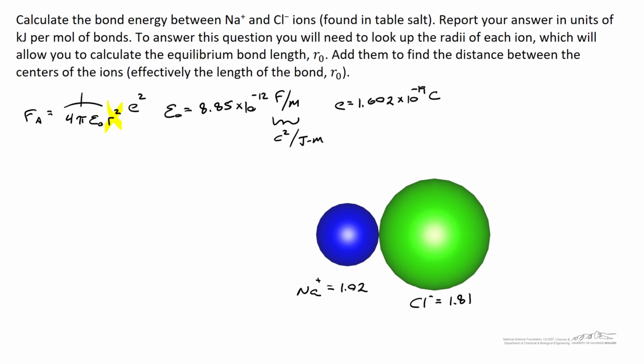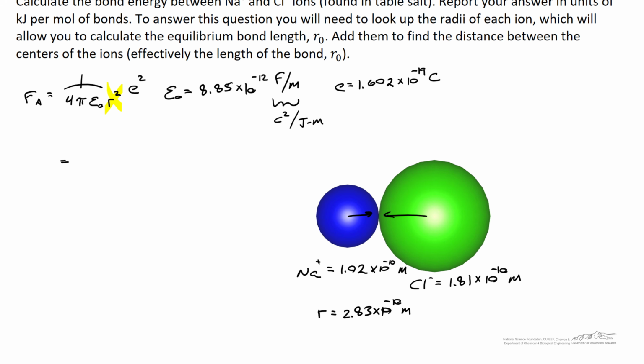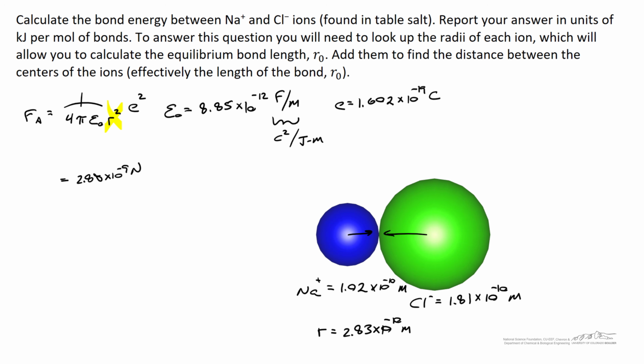Converting these to meters, we multiply both of these by 10 to the minus 10 meters. 1.81 times 10 to the minus 10 meters is the radius of a chloride anion. And the value of r is just the sum of these two, and we get a value of r equal to 2.83 times 10 to the minus 10 meters. Substituting all of these in, we get a force of attraction equal to 2.88 times 10 to the minus 9 newtons. A very small attractive force, of course, because we're just dealing with the attractive force between two ions.